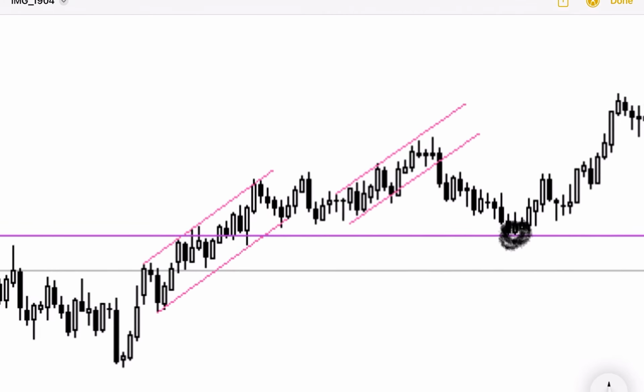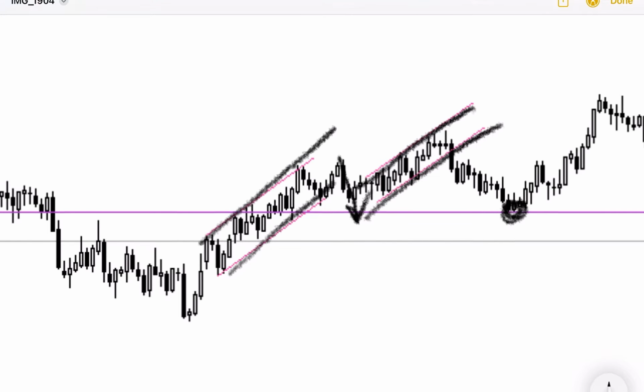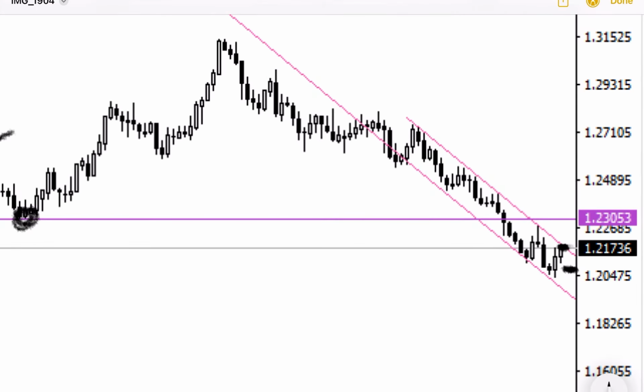It was told yesterday that the price can just slow down and make another parallel channel. For example, here price was moving like this, and then it came a little down and made another channel. A similar phenomenon can occur even here if fundamentals are not going to change.